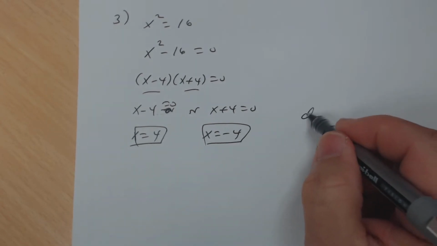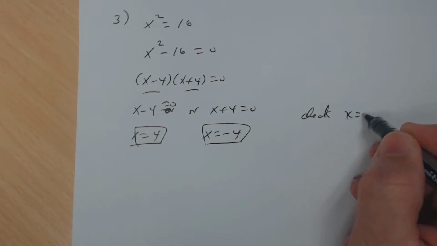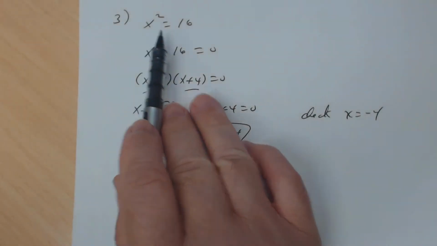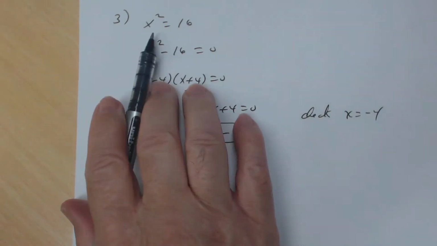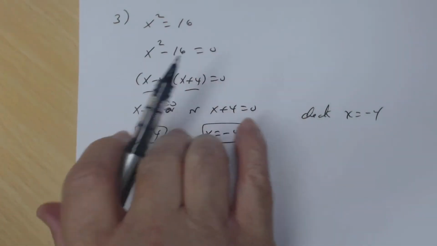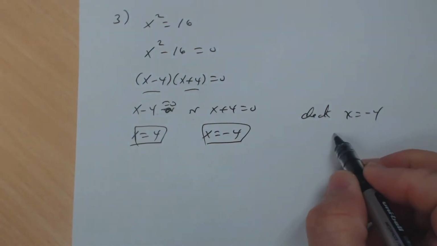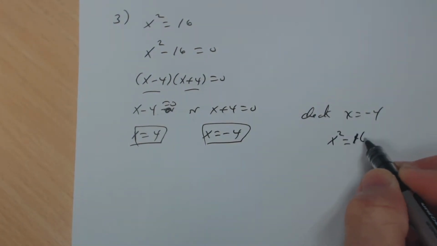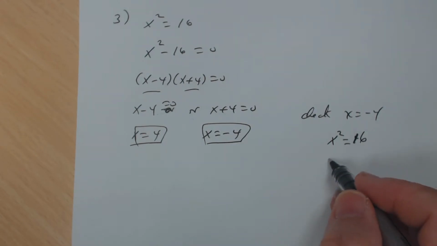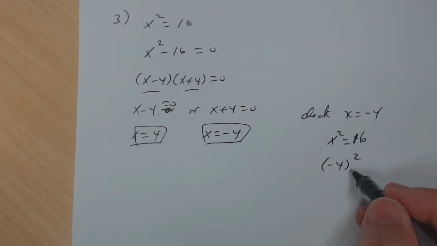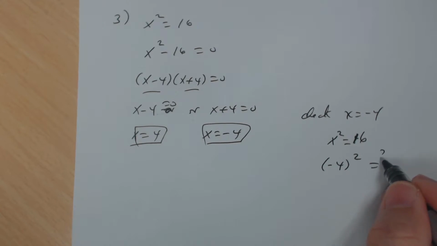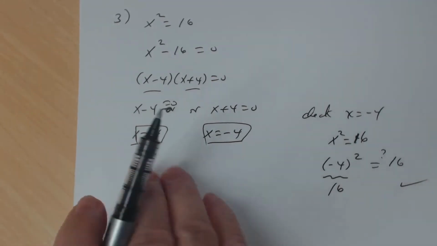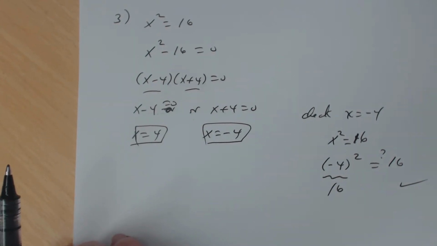All right, and let's just check one of them. Let's check x equal negative 4 into the original. So here's my original. Let's go back to the original. Don't go back to any of the others. Go back to the original, because you could have made a mistake somewhere along the way. So x squared equal 16. So I'm saying x is negative 4. So the question is, is negative 4 in parentheses squared the same thing as 16? And the answer is yes. All right. So there's your two solutions here.